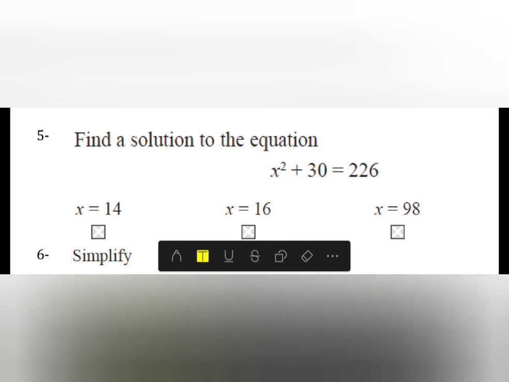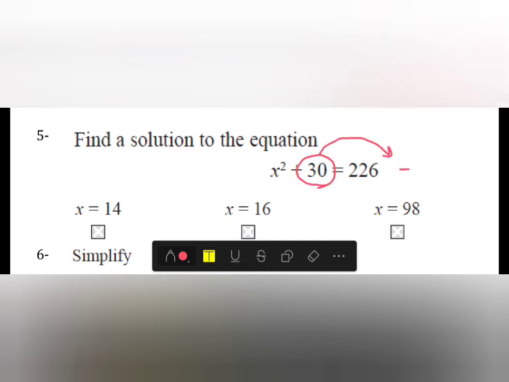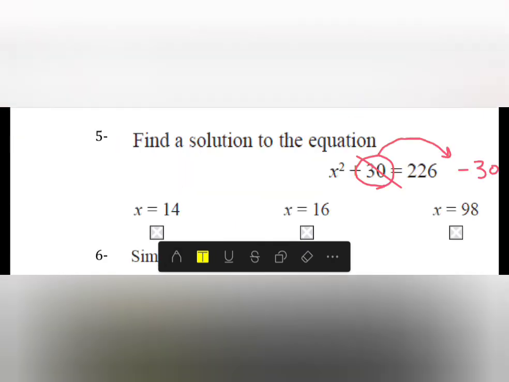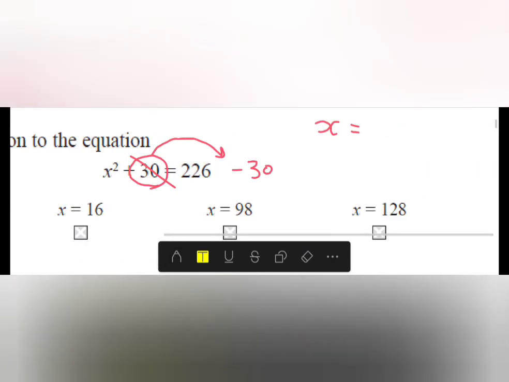Question 5. Find a solution to the equation. To find a solution to the equation, it means you're finding the value of x. So to find the value of x, put all the numbers on one side and x on the other side. So we're going to take the 30 and put it on the other side. So it's going to be negative 30. Now we continue solving. We will say that x squared equals 226 minus 30. And the answer will be 196.